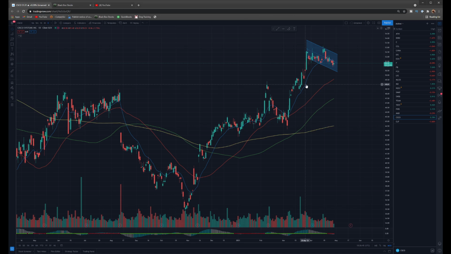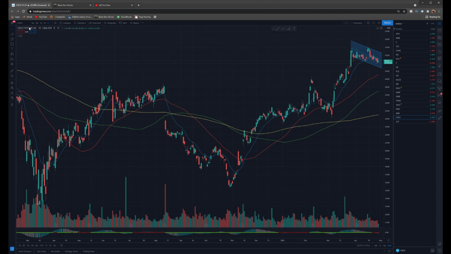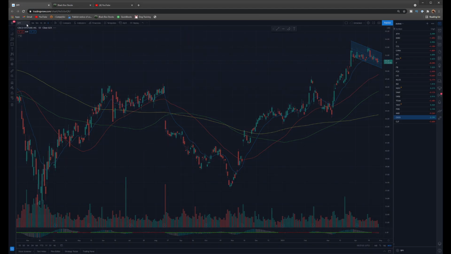SMAs, or simple moving averages, act as very, very strong and very, very accurate support and resistances. Overall, your 50-day SMA, which is your red one, is going to be the weakest of the 3. Your 100-day SMA is going to be stronger than your 50, but not as strong as the 200. And then your 200-day SMA is going to be the strongest one that you really have.